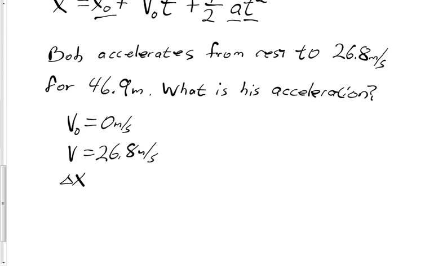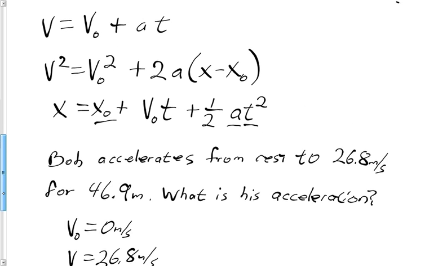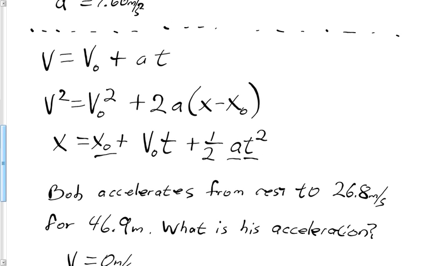The change in position is equal to 46.9 meters. So that means that x naught is 0 and his final x is 46.9. And then the acceleration is what we want to know. And there are other variables possible, like time. We don't know how long this was happening for now, but that may not be necessary.